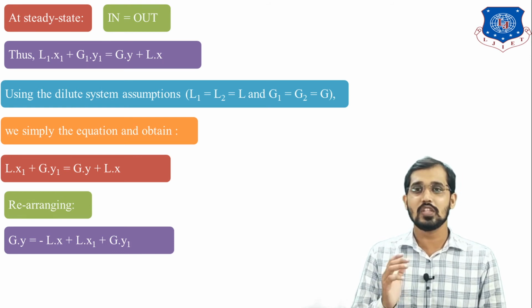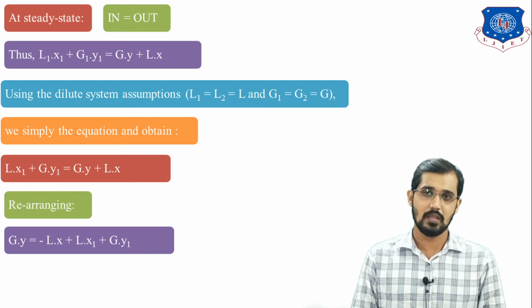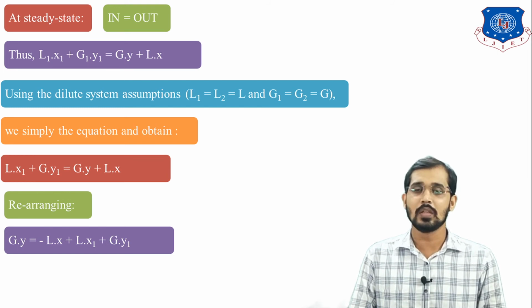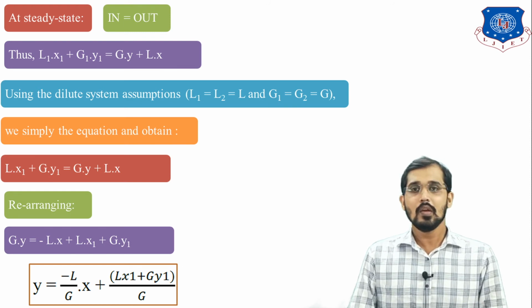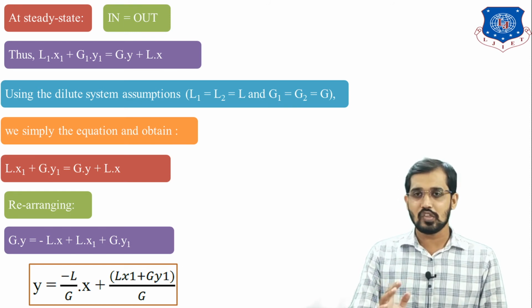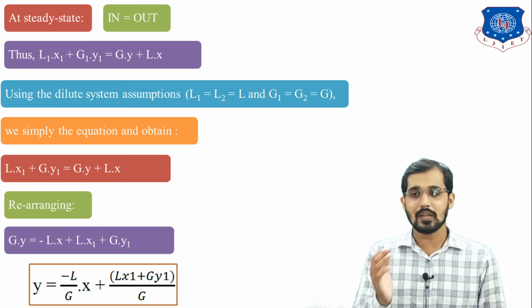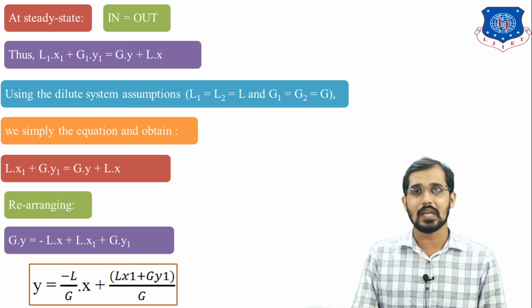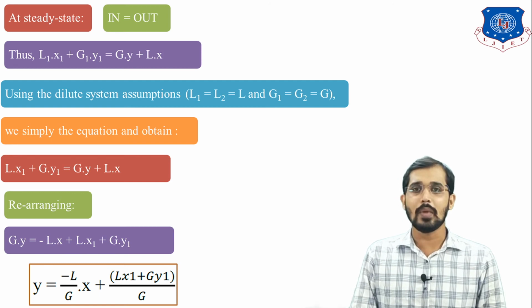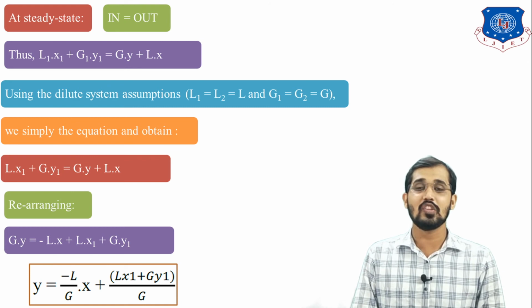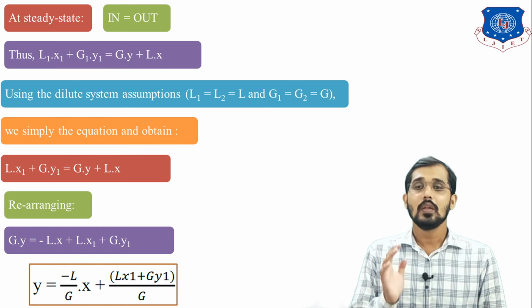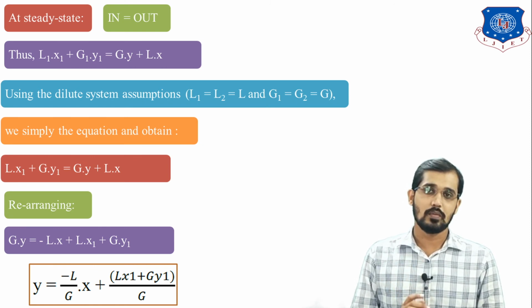Why we are rearranging this equation? Because we want to arrange this equation as the equation of the line, that is nothing but y is equal to mx plus c. So you can just take Lx on the right hand side, you will get Gy is equal to minus Lx plus Lx1 plus Gy1. Finally, you have to write this equation in terms of y. So just take G on the right hand side, you will get y is equal to minus L by G x plus (Lx1 plus Gy1) divided by G. So this is nothing but the operating line equation for the co-current gas absorption.